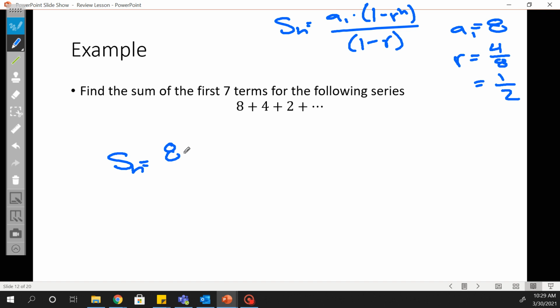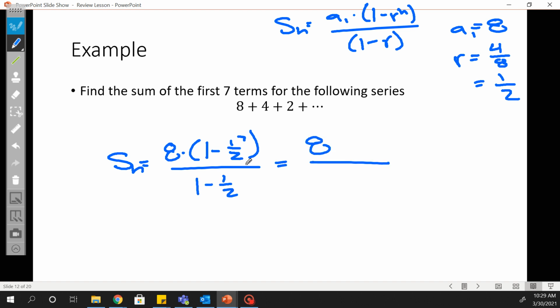So 8 times 1 minus 1/2 to the 7th, because n is 7, over 1 minus 1/2. We always use fractions, so we do this and this at the same time. So 1/2 to the 7th power. 1 to the 7th is 1. 2 to the 7th is 128. So it's 1 over 128. And then 1 minus 1/2 is 1/2.